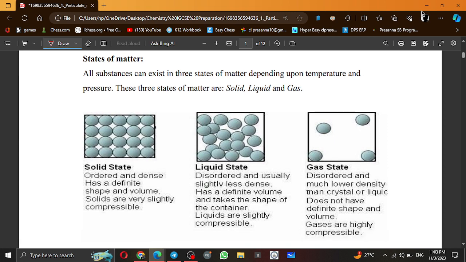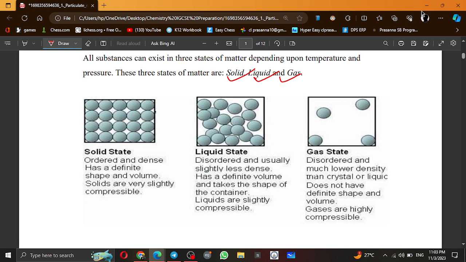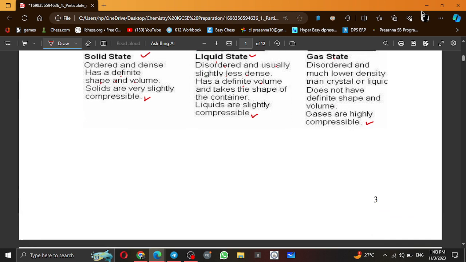Let's look at states of matter. We all know we have three states of matter: solid, liquid and gas. Solids are ordered and dense. Liquids are disordered and usually less dense. Gases are very disordered and have much lower density than solids and liquids. Solids have a definite shape and volume. Liquids have a definite volume but take the shape of the container. Gases have no definite shape or volume. Solids are very slightly compressible, liquids are slightly compressible, and gases are highly compressible.